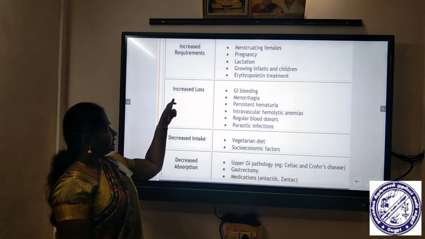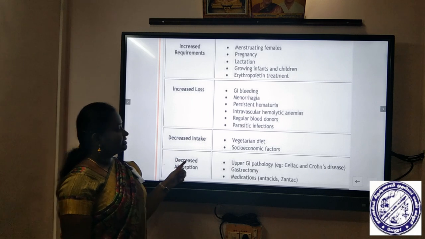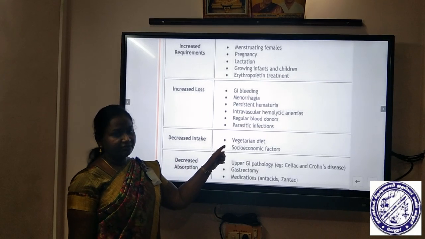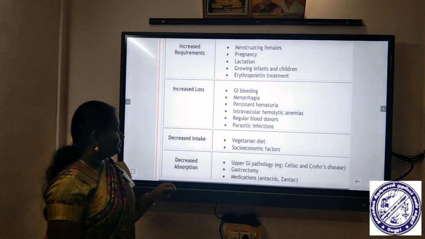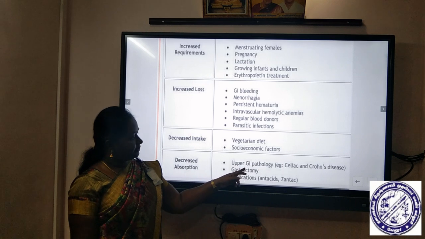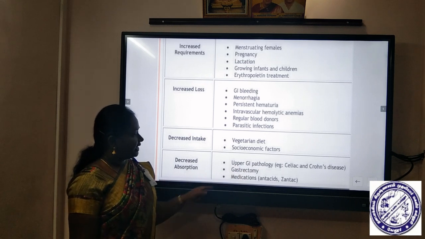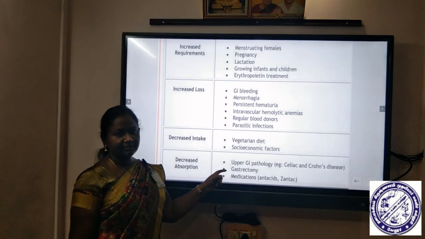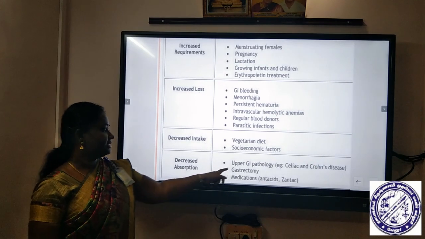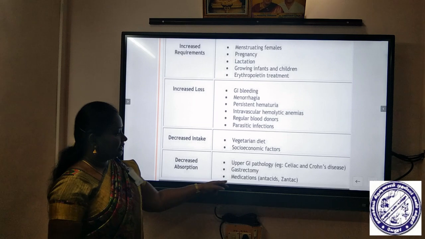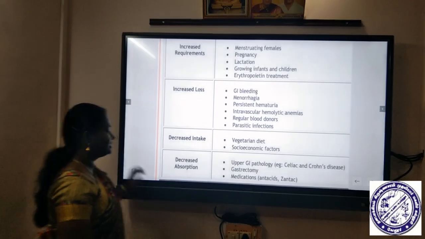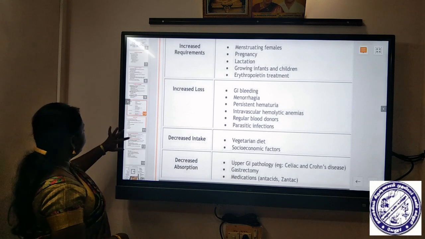So these lead to increased loss, and decreased intake of vegetarian diet. Okay, so low intake of vegetarian diet also leads to anemia. And decreased absorption is due to upper GI pathology. And gastrectomy is nothing but the removal of a part of the intestine. And medicines, that is usage of antacids or Zantac, lead to anemia.